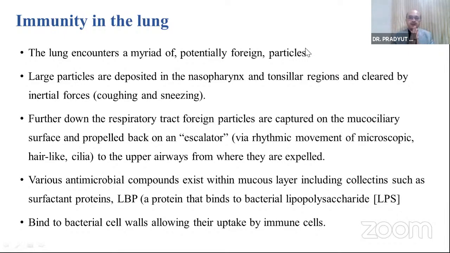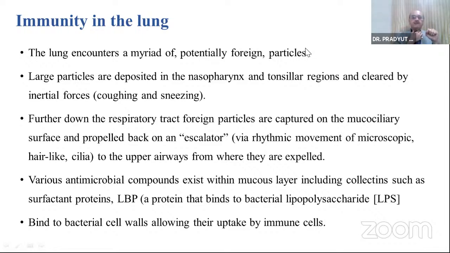Now, coming specifically to the immunity in the lung, because we are talking predominantly of respiratory tract infections today. The lung, we know, encounters a myriad of potentially foreign bodies. When we inhale, we inhale any kind of thing into the lungs. The large particles of these inhaled foreign bodies get deposited in the nasopharynx and in the tonsillar regions, and they are cleared by the initial forces of coughing and sneezing.